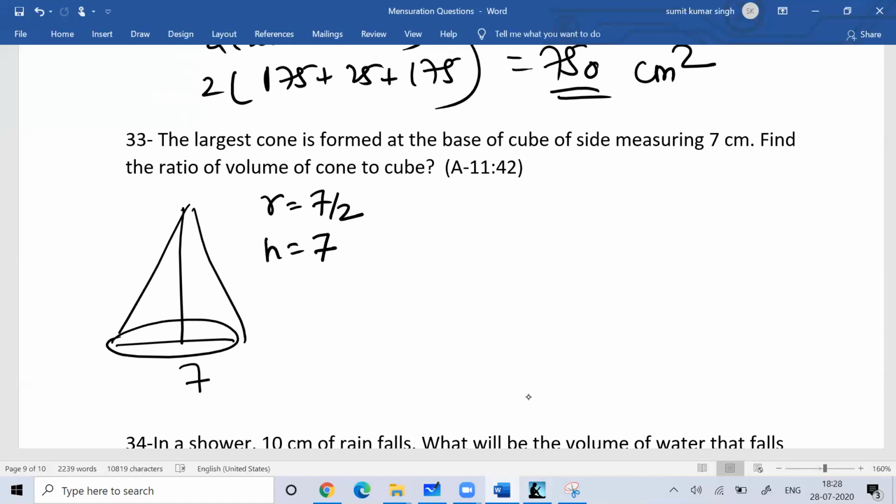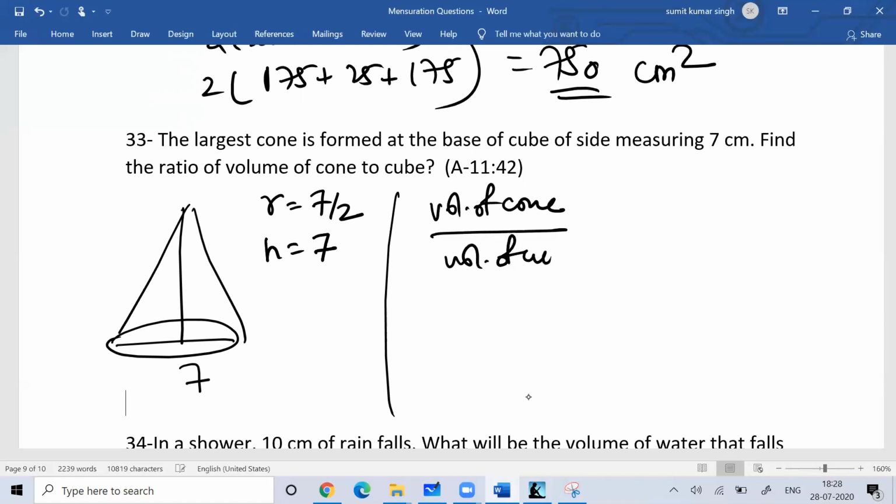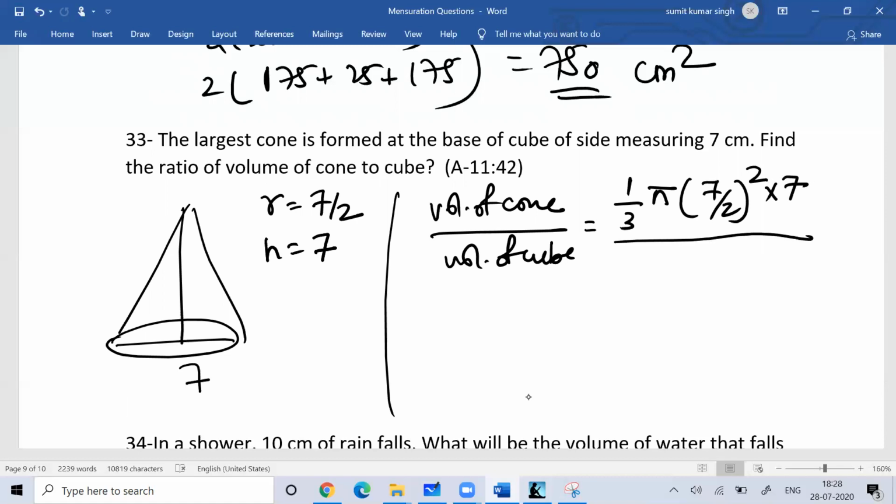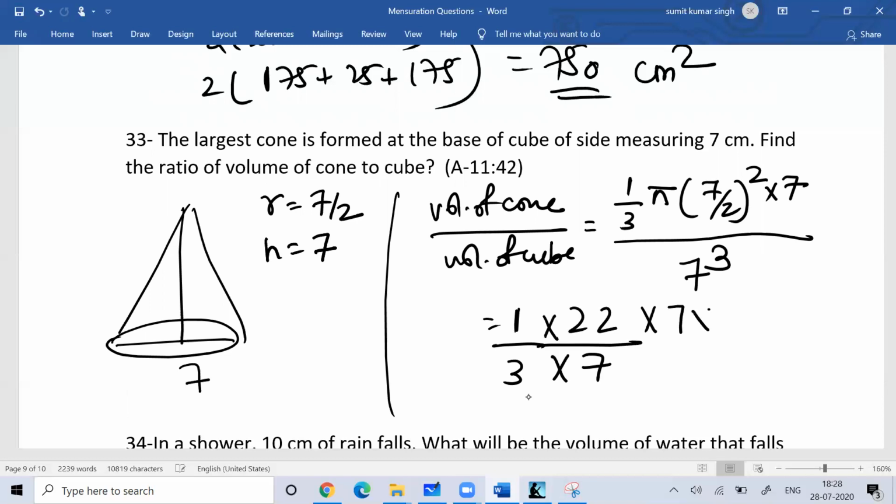When you talk about the cube, all sides are 7, 7, 7. They're asking the volume of cone divided by the volume of cube. The cone volume is 1 by 3 pi r square h, that is 7 by 2 square into 7, divided by the volume of cube, which is 7 cube. So 1 by 3 into 22 by 7 into 7 into 7 divided by 2 into 2 into 7 cube.